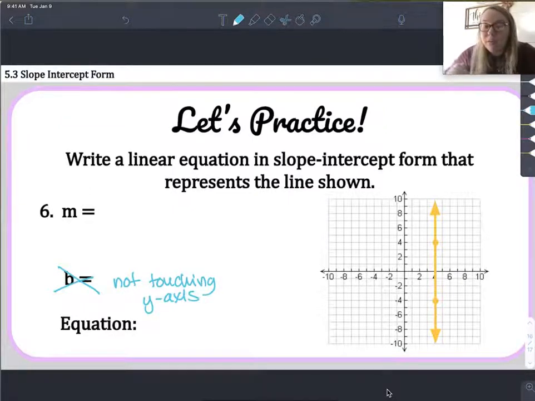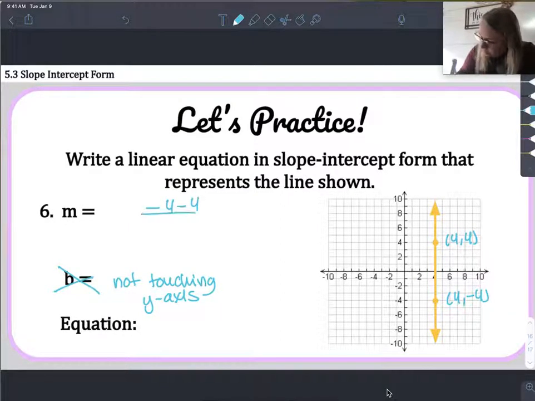And then if you notice, we have the 2 points. In this case, I'm going to use our slope formula to figure out the slope. This is the point (4, 4), and this is the point (4, -4). If I plug this into our slope formula, I have -4 minus 4 over 4 minus 4. If we do this out, -4 minus 4 gives us -8, and 4 minus 4 gives us 0.